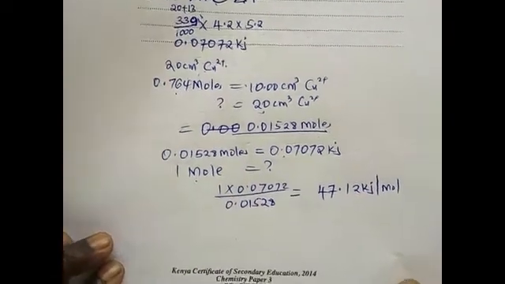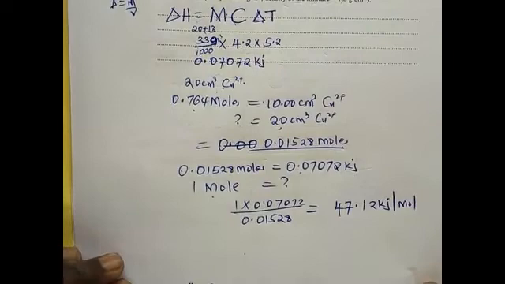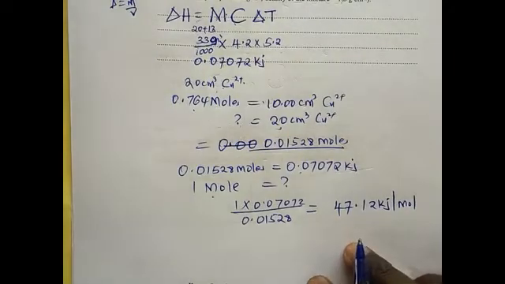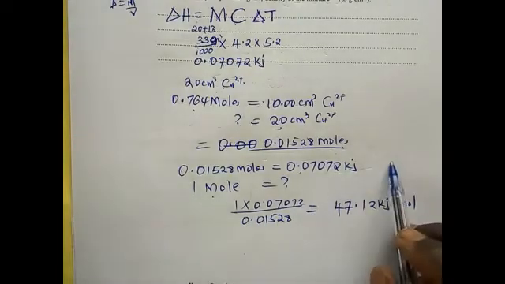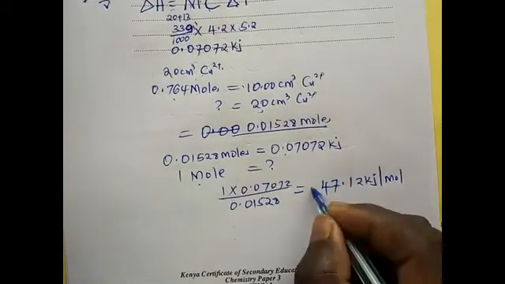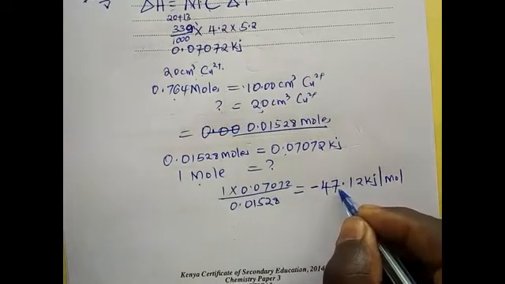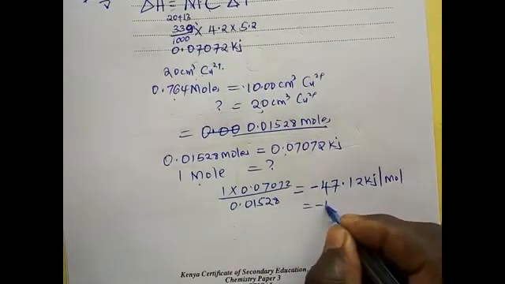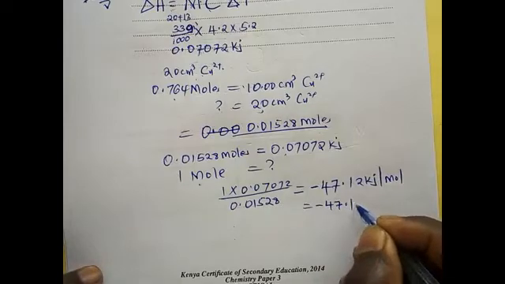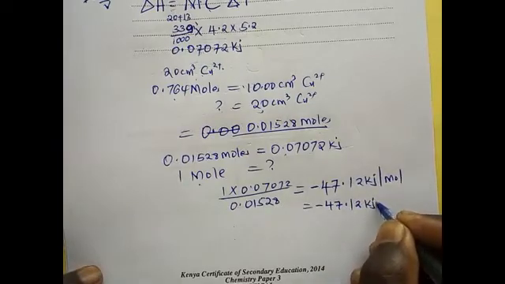Kilojoules per mole. But before you put your pen down here, you must remember, was the reaction exothermic or endothermic? The reaction was exothermic because temperature was increasing. Therefore, our answer is negative 47.12 kilojoules per mole.